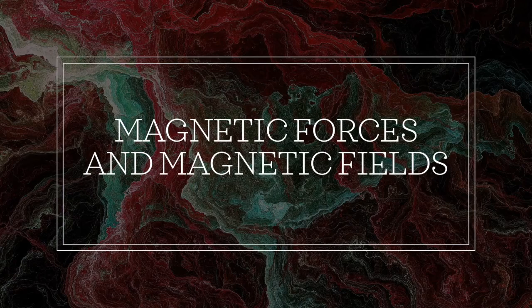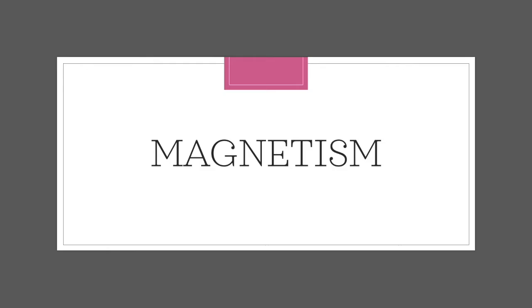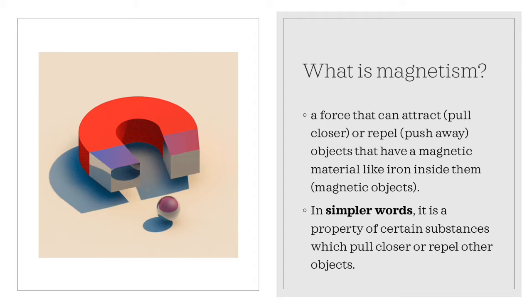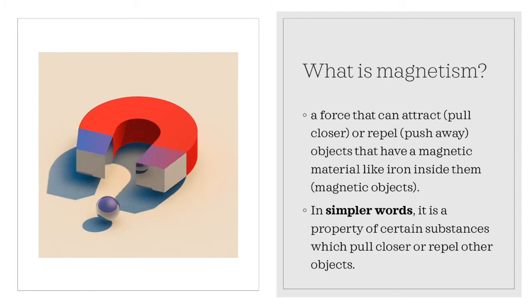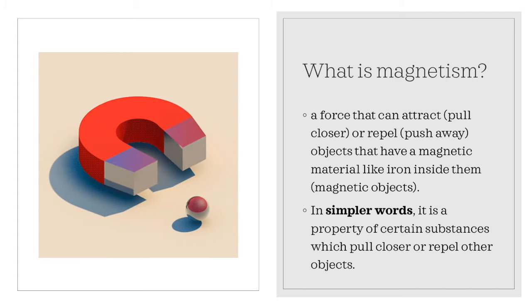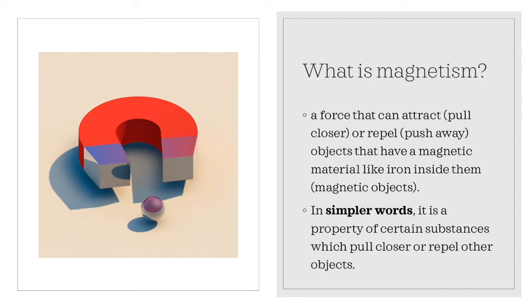We're going to talk about magnetic forces and magnetic fields. Okay, so magnetism. What is magnetism? Magnetism is simply the force that can attract or repel objects that have a magnetic material inside, like iron and such.